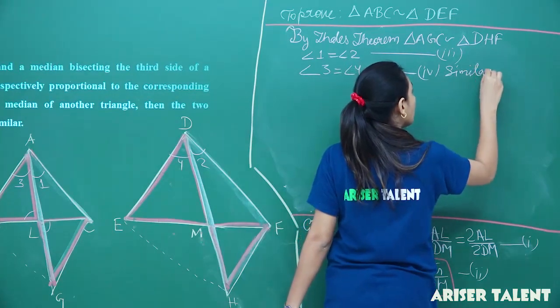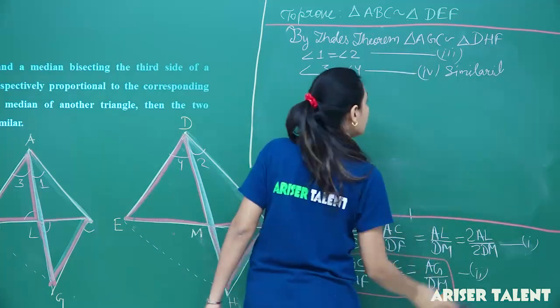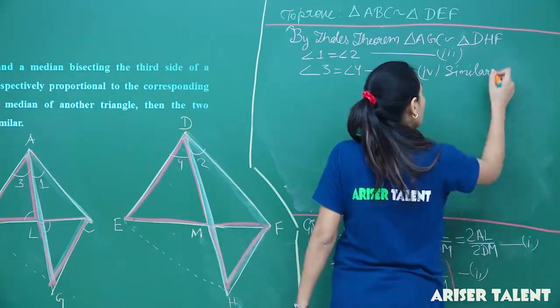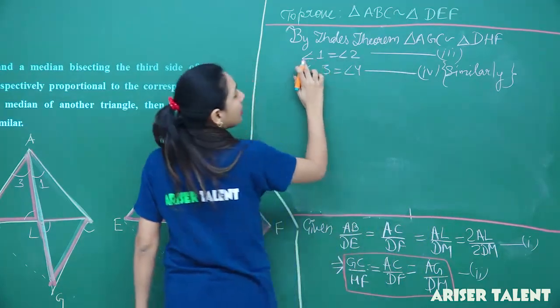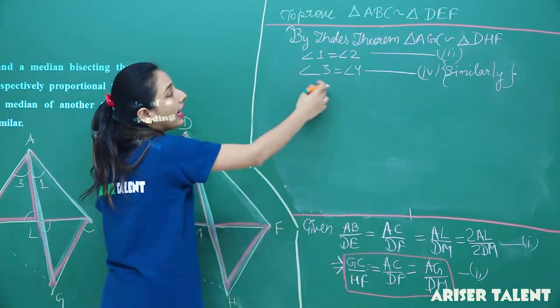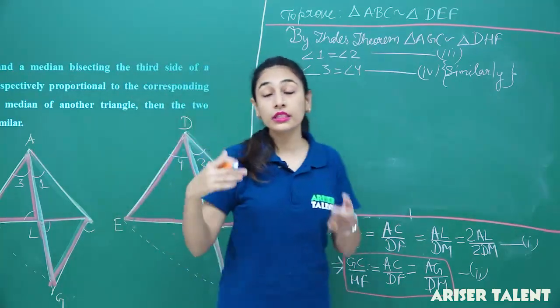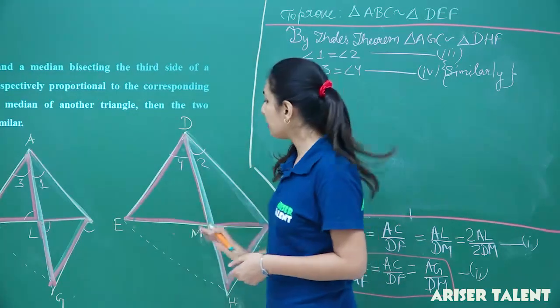Similarly, okay. You don't have to just repeat all the process. You can write similarly, because as angle 1 equals angle 2, you can say that angle 3 equals angle 4. You need not prove it, but if you start the process, then you will get the same result.